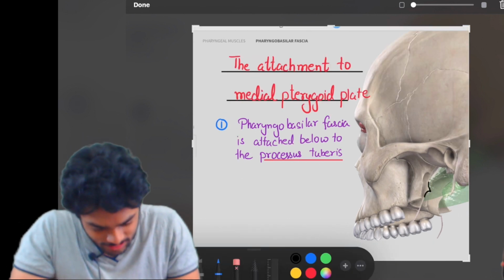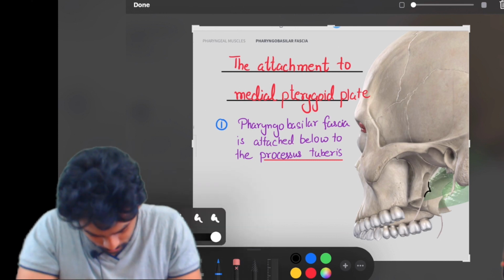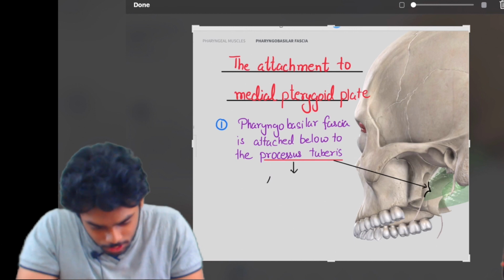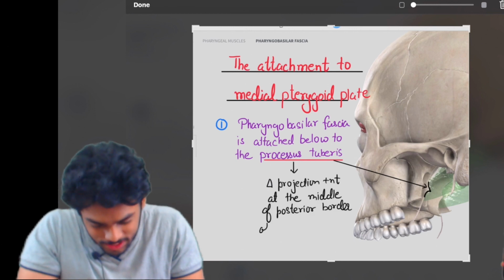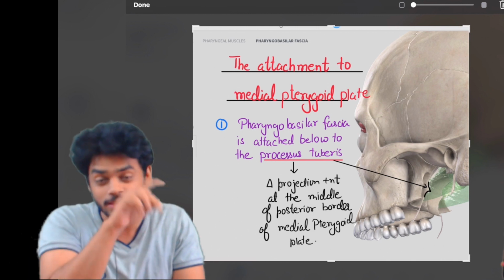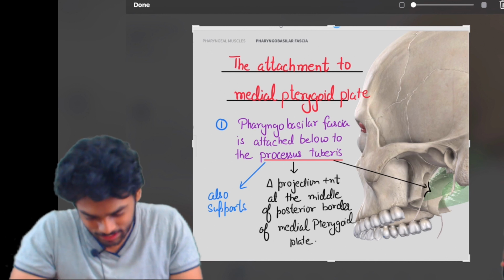See this part. Can you see? Yes. Now, this processus tuberis is the triangular projection which is present at the middle of the posterior border of the medial pterygoid plate. I have also explained this in the previous lecture. Go and watch it, but after completing this lecture. And here it also supports the auditory tube.